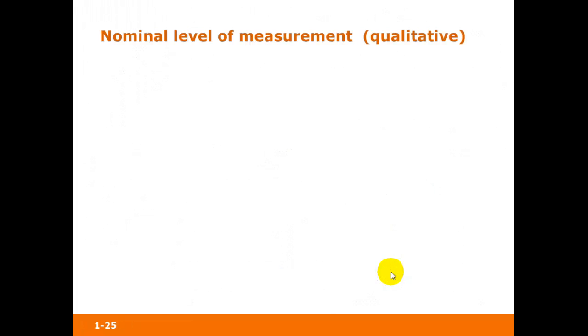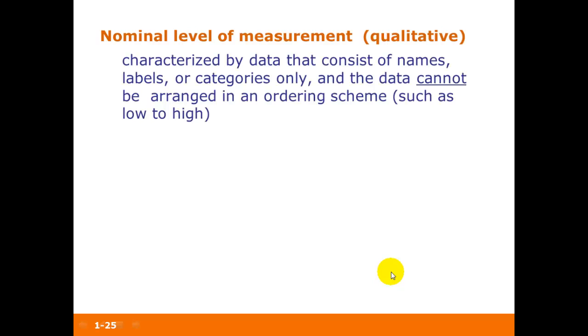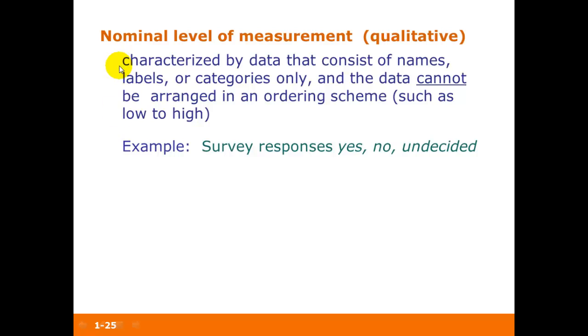The nominal level of measurement, and again this is qualitative data. Nominal is another word for name. So this is characterized by data that consists of names, labels, or categories only, where the data can't be arranged in an ordering scheme, such as low to high, poor to excellent, 1 to 5. It can't be put in an order that would make any sense. For example, survey responses such as yes, no, or undecided. There would be no way to put that in an order that would be meaningful.